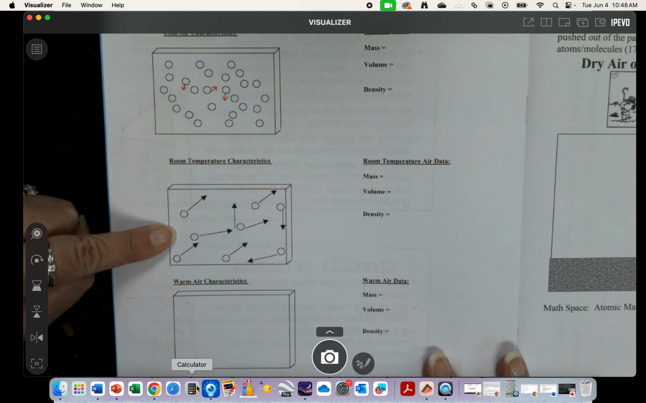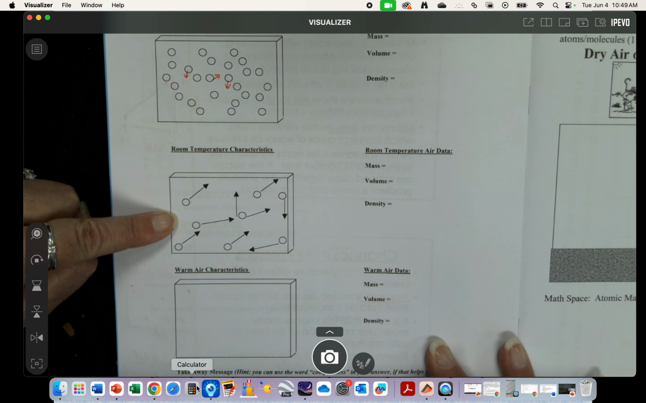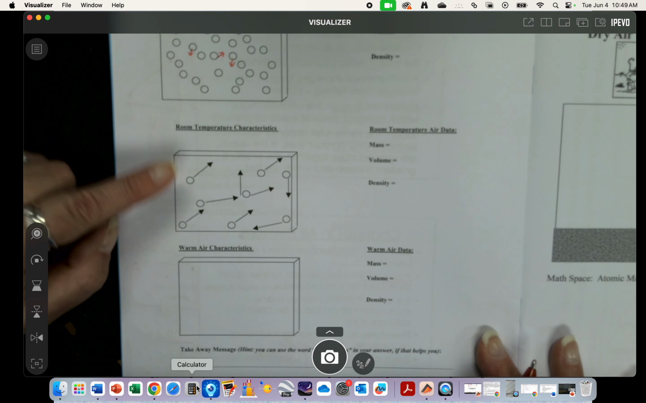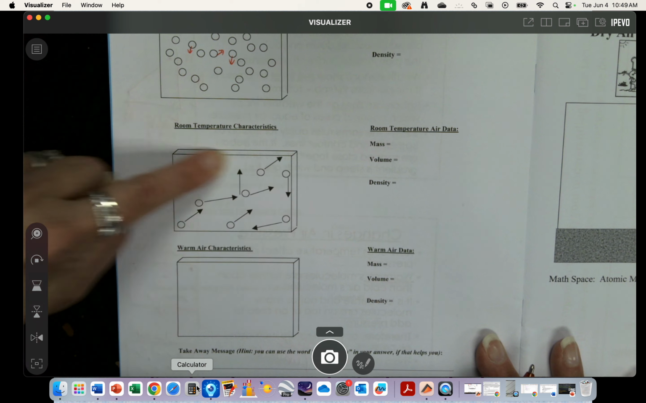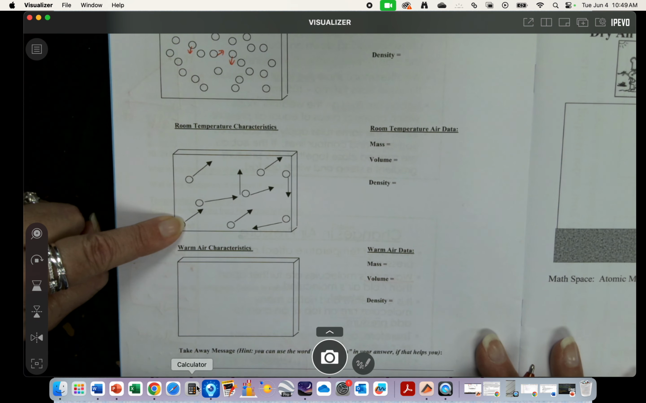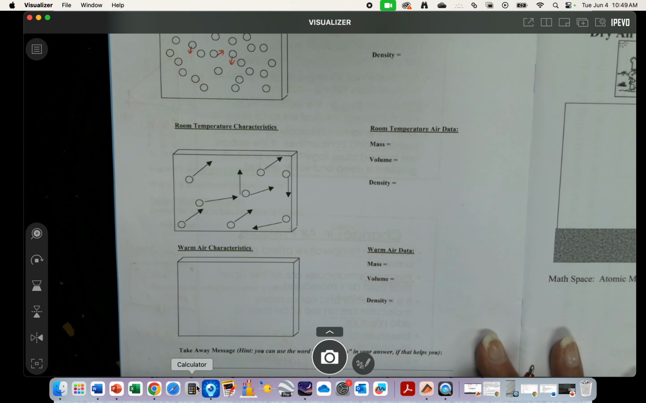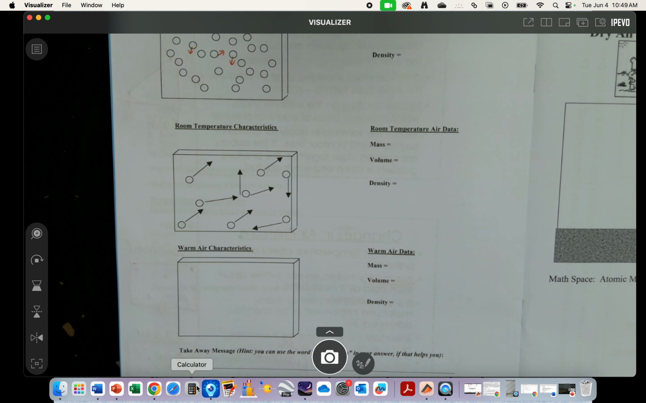Okay, here we increase the mass. We increase the temperature. They're moving a lot faster. What happened to the amount of air molecules that were in the parcel of air? It decreased because they're bouncing off each other so hard. Is this ringing a bell? There's more space between them.